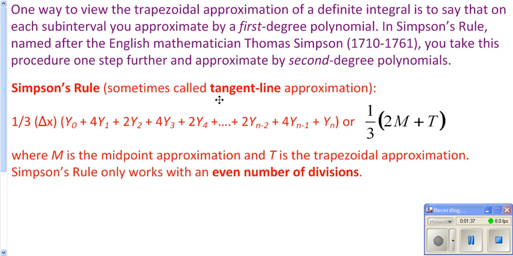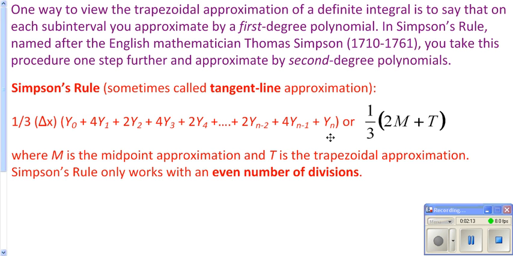Simpson's rule, which is sometimes called the tangent line approximation, is you take 1/3 how wide your rectangles are times your initial height, 4 times your next height, 2 times your next height, 4 times the next height, 2 times the next height, and so on until you get to the end, but you only go your final height, not multiplying it by anything. Simpson's rule only works with an even number of divisions. So the number of rectangles you would try to put in there, or trapezoids, always has to be an even number.